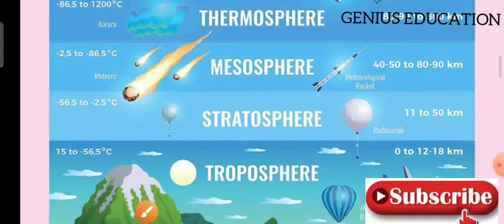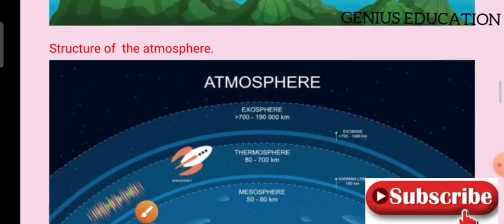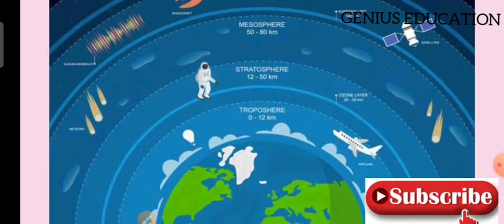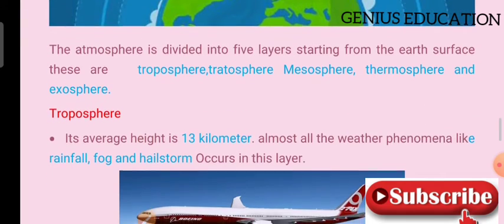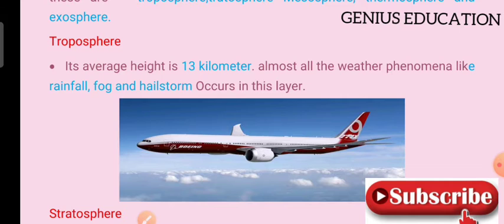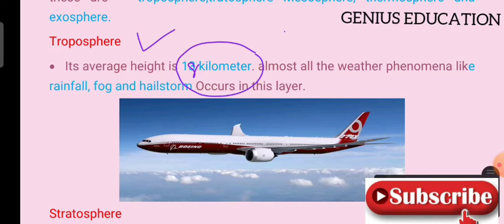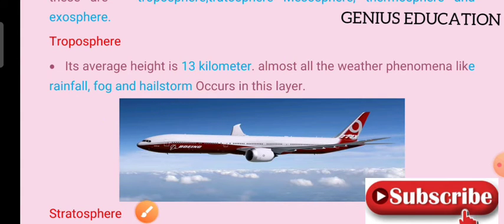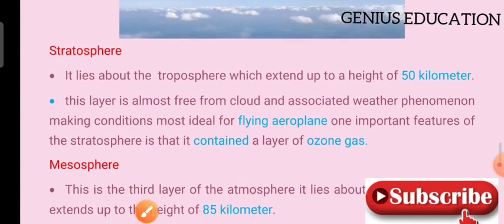And let's see something very important, the structure here and different functions and कौन सा लेयर में क्या होता है, हम उसके बारे में जानते हैं. इसमें सबसे पहला दैट इज ट्रोपोस्फीयर, जो कि लगभग 18 किलोमीटर तक एक्सटेंड हो, दैट इज़ फ्रॉम द surface of the earth, where rainfall happens, fog and hailstorm occur in this layer.